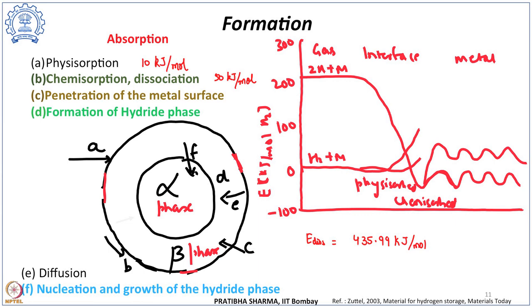And finally, they further diffuse, they undergo bulk diffusion, and then occurs the nucleation and growth of the hydride phase. So this is how the entire process of formation of metal hydride occurs. Starting from physisorption onto the surface of the metal, it undergoes dissociation, chemisorption, penetration into the metal surface, and the hydrogen diffuses inside forming hydride phase, and further the nucleation and growth of the hydride phase occurs.